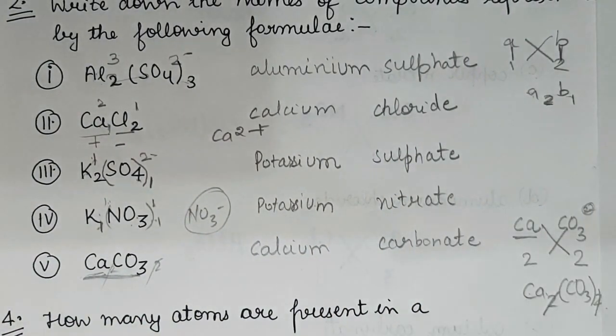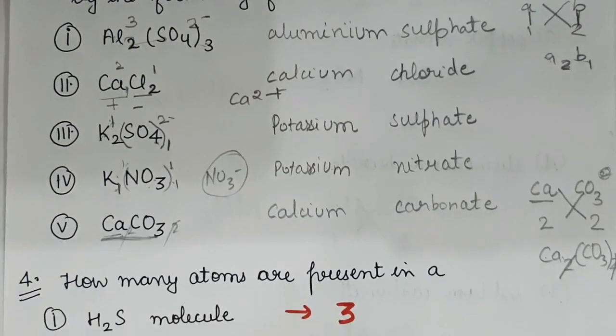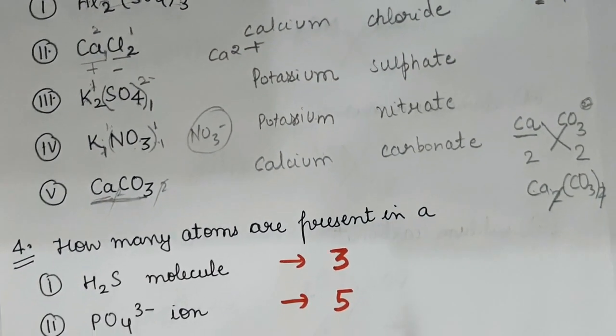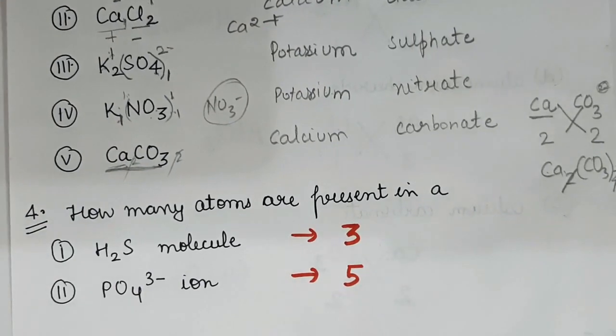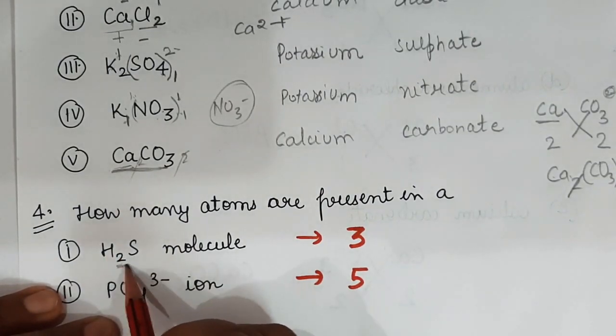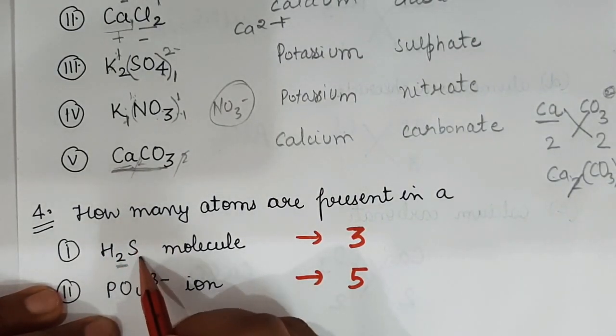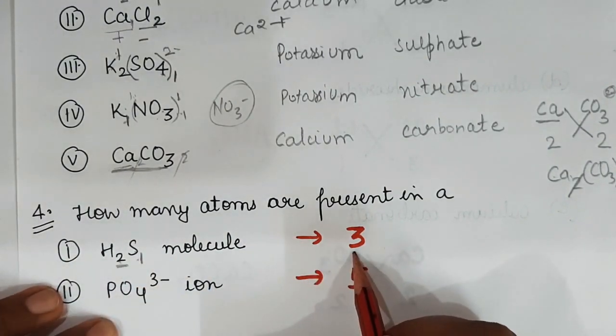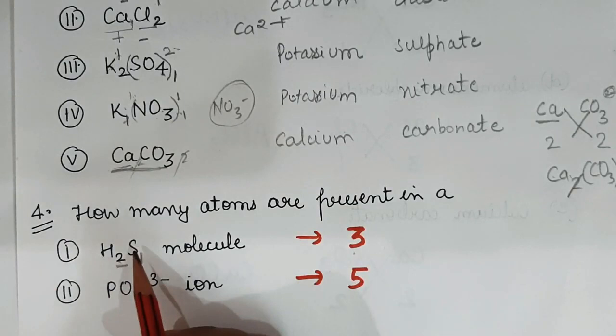Okay. Now your next question is, how many atoms are present in H2S molecule and PO4 tri-negative ion? You just calculate how many atoms of hydrogen? 2. And how many atoms of sulfur? It is 1 only. So 2 plus 1, 3. So total 3 atoms are present in H2S.